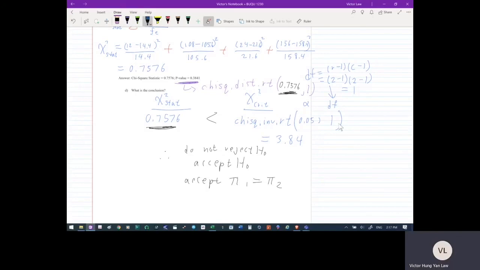Once we put that into Excel with CHISQ.INV.RT, we get 3.84. So we know that the chi-square statistics is less than the chi-square critical, therefore do not reject H0, accept H0. What we're accepting is that pi1 equals pi2. Sometimes you'll be asked to calculate the p-value as well. The p-value is CHISQ.DIST.RT, and it asks for two variables: the chi-square statistics, 0.7576, and the degree of freedom, 1. If you put that into Excel, you get 0.3841. Those are the two values you need to calculate with Excel: CHISQ.DIST.RT for the p-value and CHISQ.INV.RT for the critical value. And that's chapter 12.